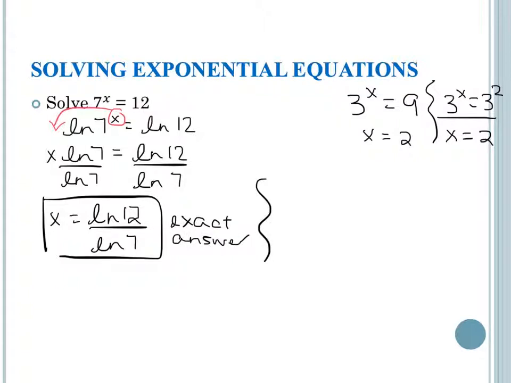This doesn't tell us to round to any particular number of decimals, but when you're working with exponential and logarithmic problems, they usually want at least 4 decimal places. So using a calculator, if I were to try to evaluate this to 4 decimal places, I would come up with 1 point, with a little bit of rounding involved, just to give you an idea of how large or small the ln of 12 divided by the ln of 7 is.